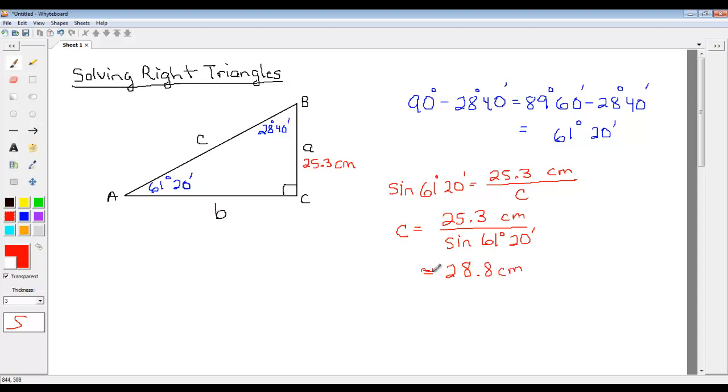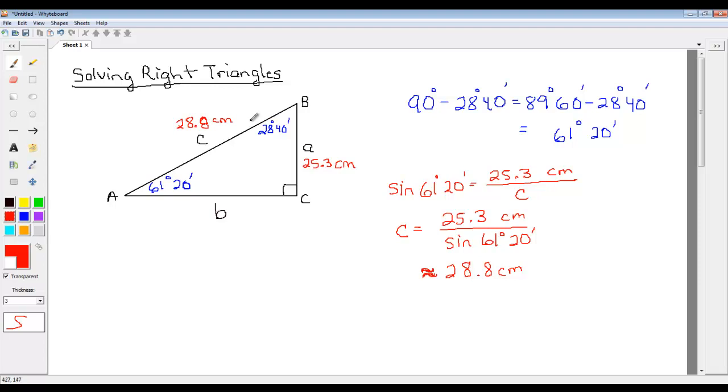Since I'm rounding, I'll say that's approximately. This little squiggly equal sign means approximately, because it tells us we rounded. So that solves one of the sides right there, and we just have one more side to go.